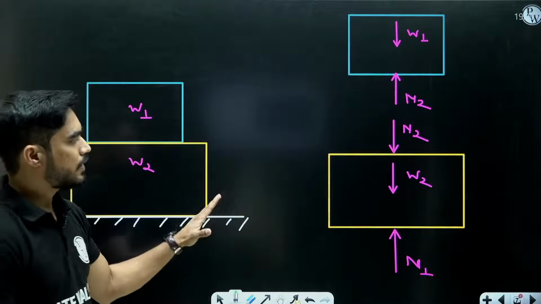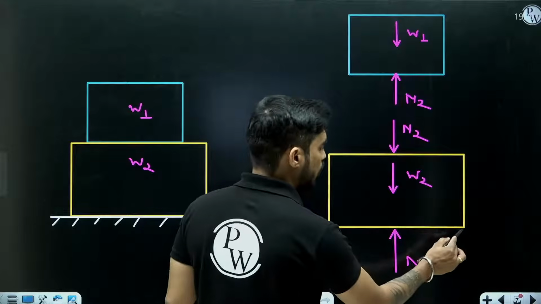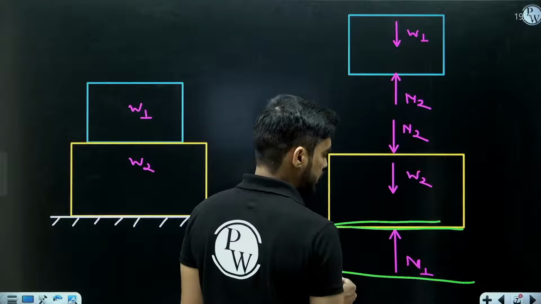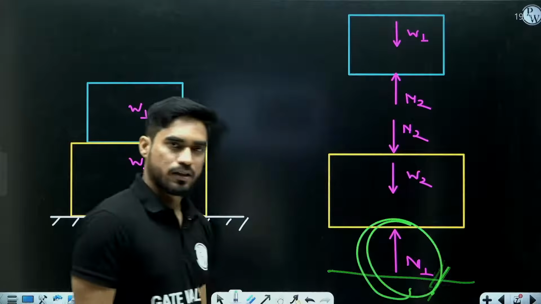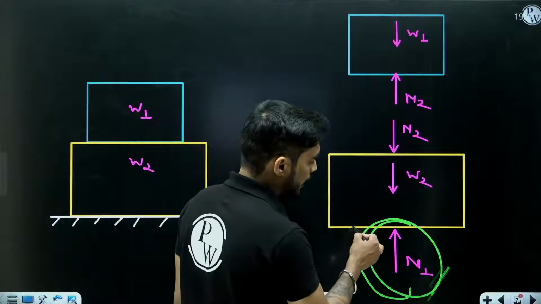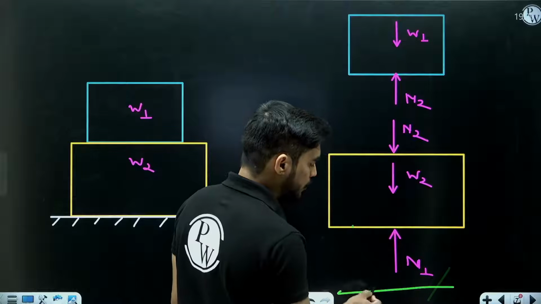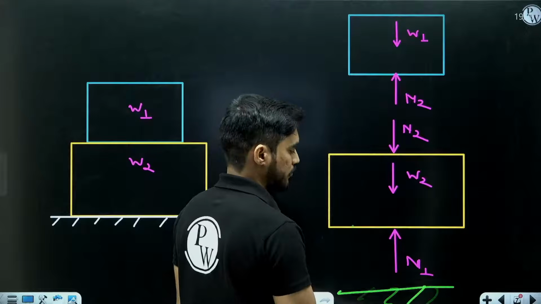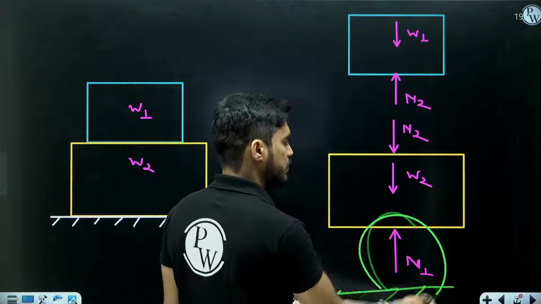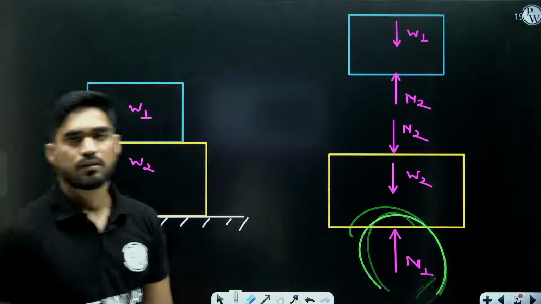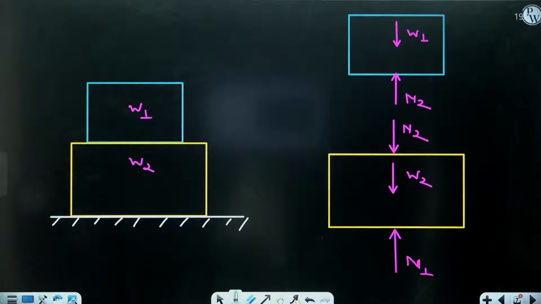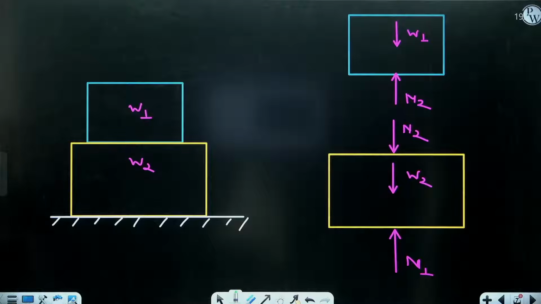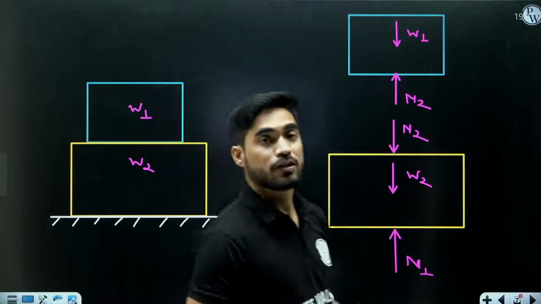For example, here, when I isolated the yellow box from the earth, then whatever force I am getting, I can call this force a reaction, because this yellow box was applying a force on this white surface. That was the action. In return, it got this force. So this is a reaction. So whenever we isolate a body from its support, we need to know what type of reaction it is going to get. Otherwise, how are we going to draw the free body diagram, right?